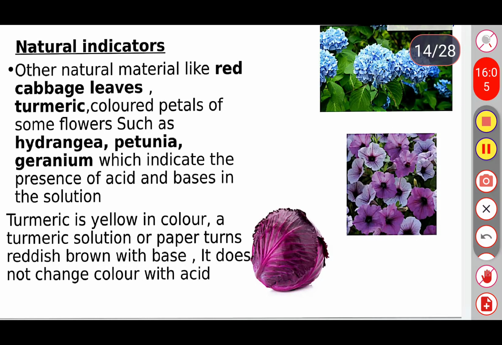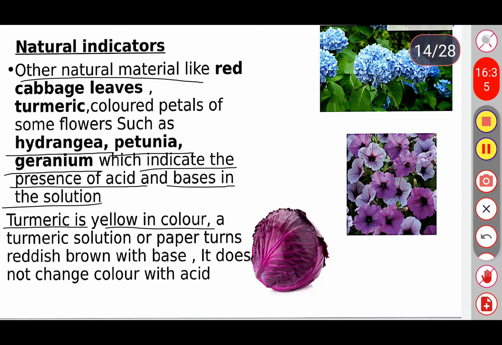Other natural materials like red cabbage leaves, turmeric, and colored petals of some flowers such as hydrangea, petunia and geranium indicate the presence of acids and bases in the solution. Turmeric is yellow in color.